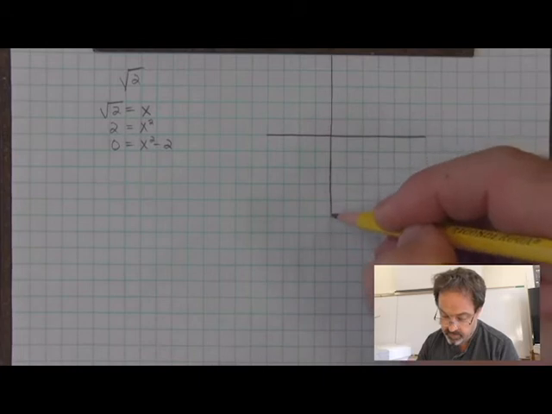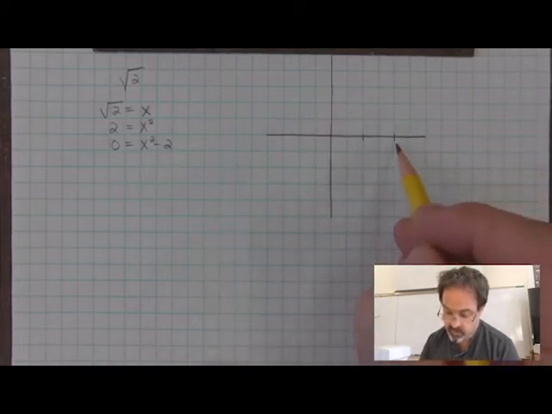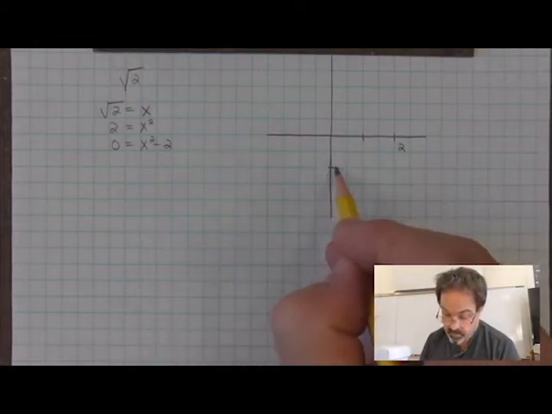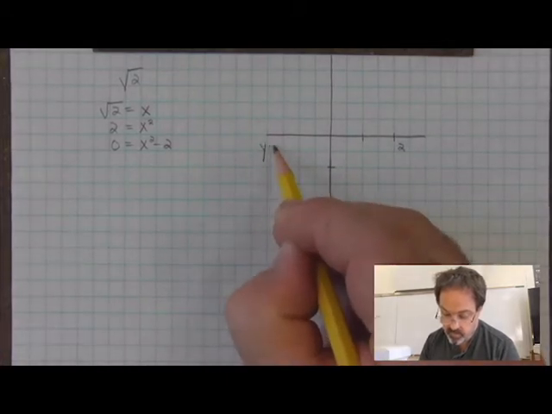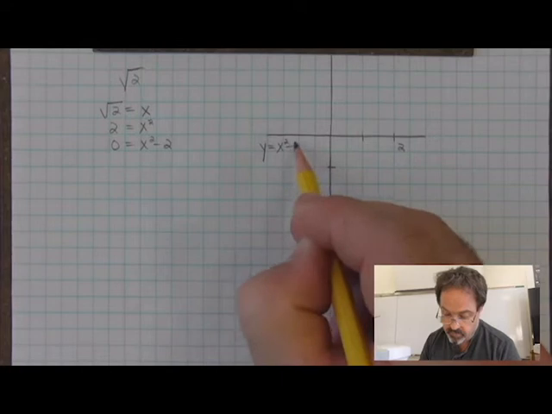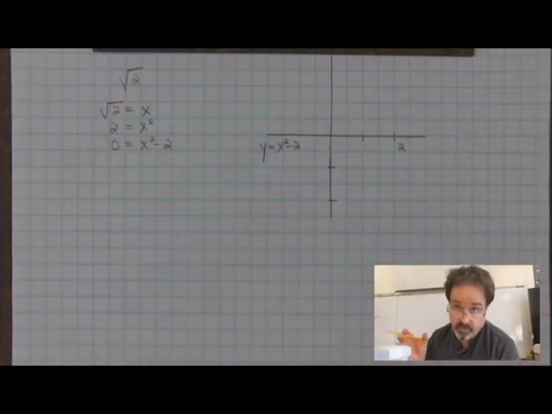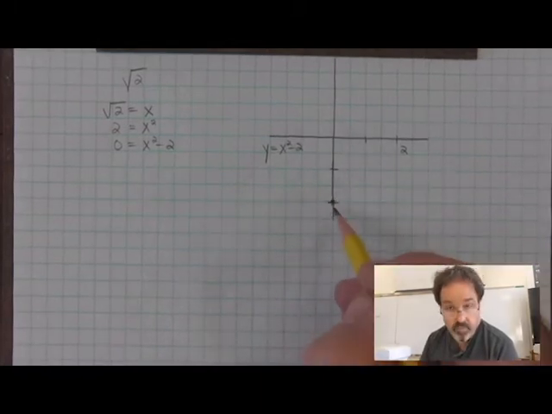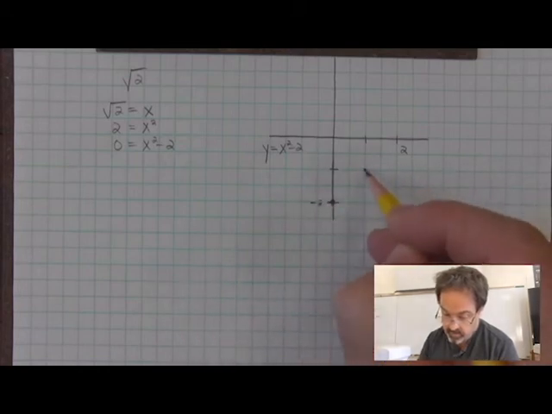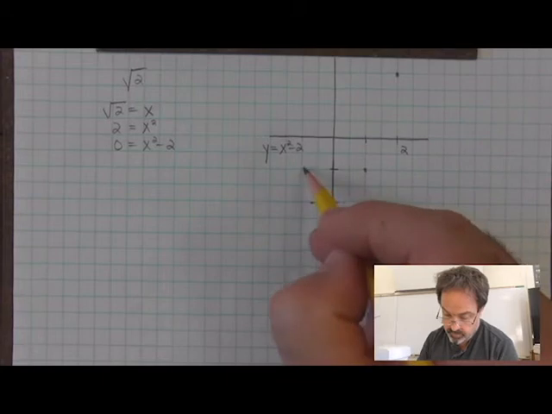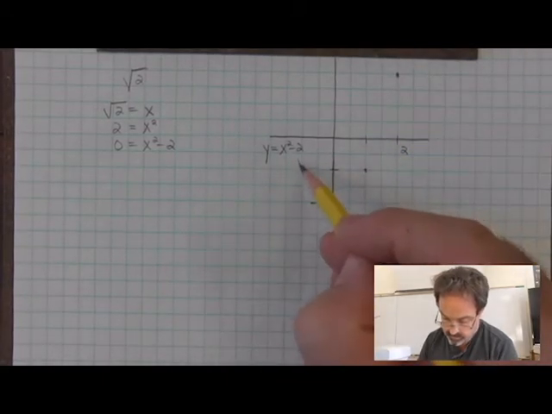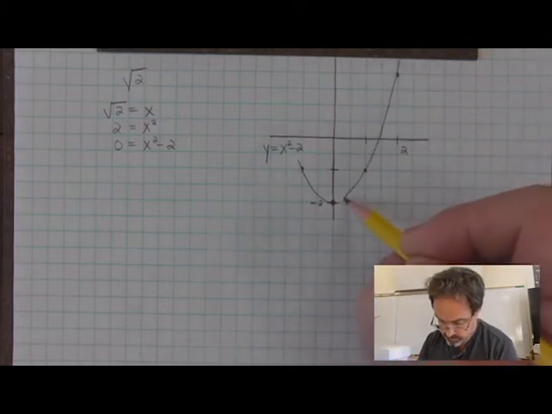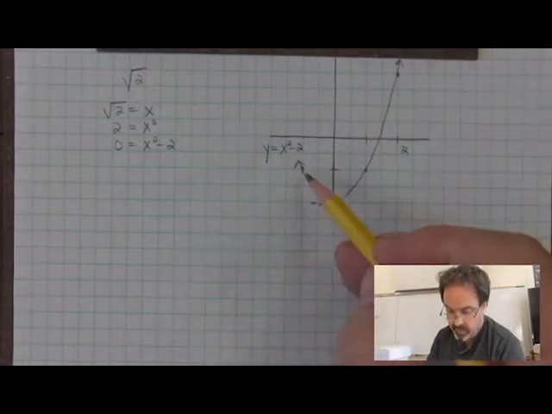I'm going to create space. I'm going to say that every 2 boxes on my graph paper is an interval of 1. This quadratic equation that we're graphing is y is equal to x squared minus 2. It's the parent parabola that has been moved down 2. So its vertex is here at 0, negative 2. And quickly graphing by creating some more points, I've got the quadratic graphed.